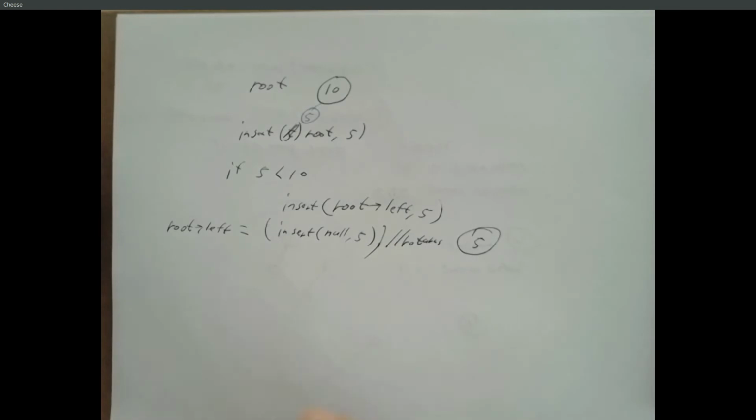And then deletion's the same thing. Because if you delete a node and it happens to be the node on your left, you've got to replace what you deleted with the root of what was in the subtree. So when we delete, it's always going to be root equals delete root comma number.